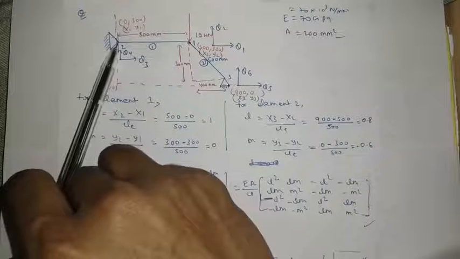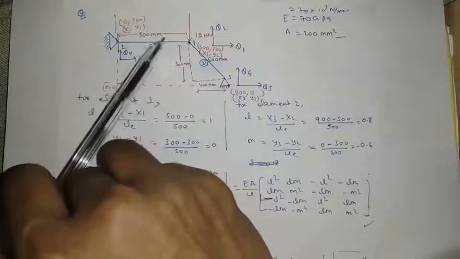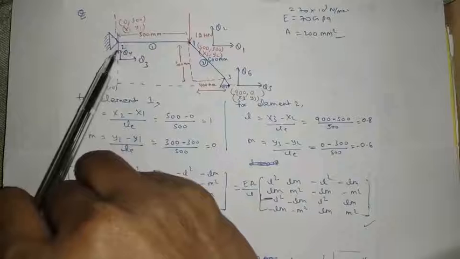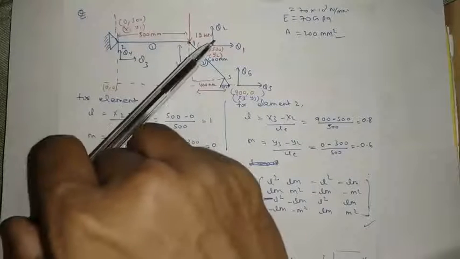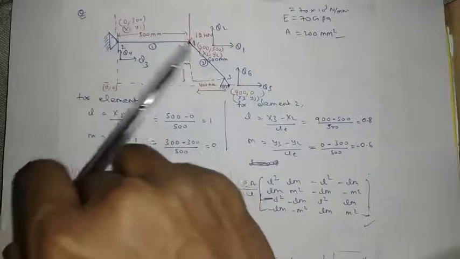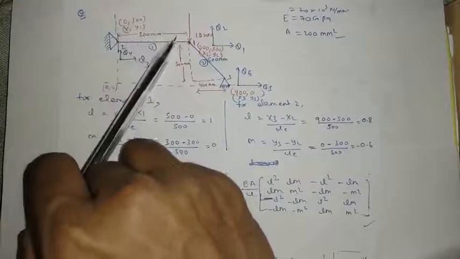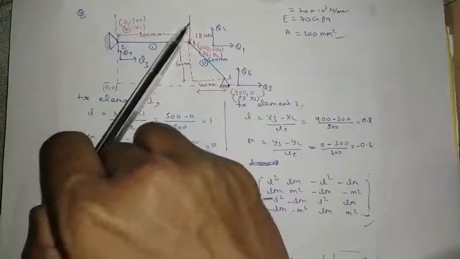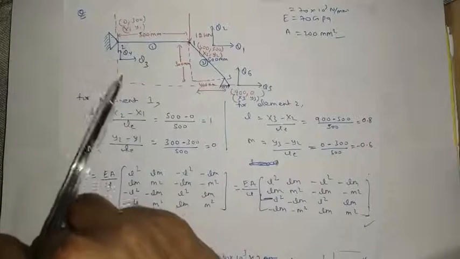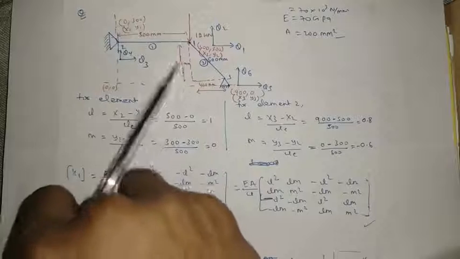We have considered this point as node 1, this point as node 2, and this point as node 3. Now I have assumed that for the truss bar element we have 2 degrees of freedom. The question is given that this is node 1, this is node 2, this is node 3, and the length is given as 500 mm. A 12 kilonewton force is acting at this point. Secondly, the lengths are given: this is 400 mm, this is 300 mm.